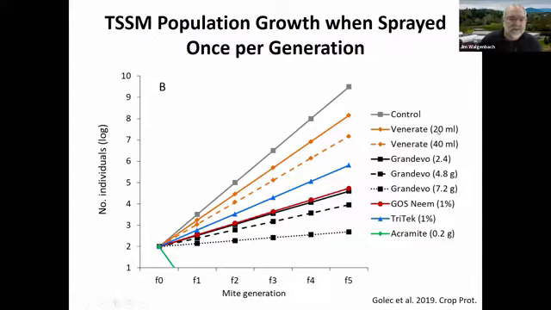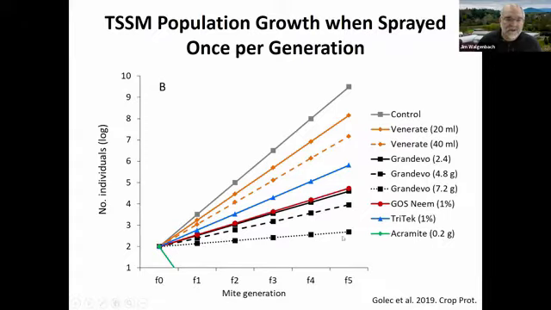And here's some laboratory work we did where we applied an acaricide at every generation. You can see the different materials right here: Venerate, Grandevo, this Ghost, a neem oil application, Tritek, which used to be what's called SafeSide, an emulsified oil. Then I just put Acramite in here as a conventional insecticide. And you can see that's the only one where the population goes extinct after applying it.